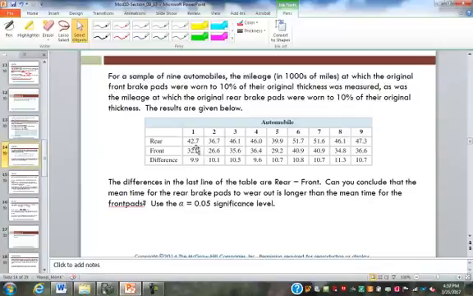And we're getting a difference here. So again, it looks like we're doing rear minus front to get that number. And that's what they're saying, rear minus front. So whatever they define the rear to be is going to be the larger number there. Let's see, can you conclude that the mean difference takes longer for the rear ones to wear out? And we're going to use a significance level of 0.05.